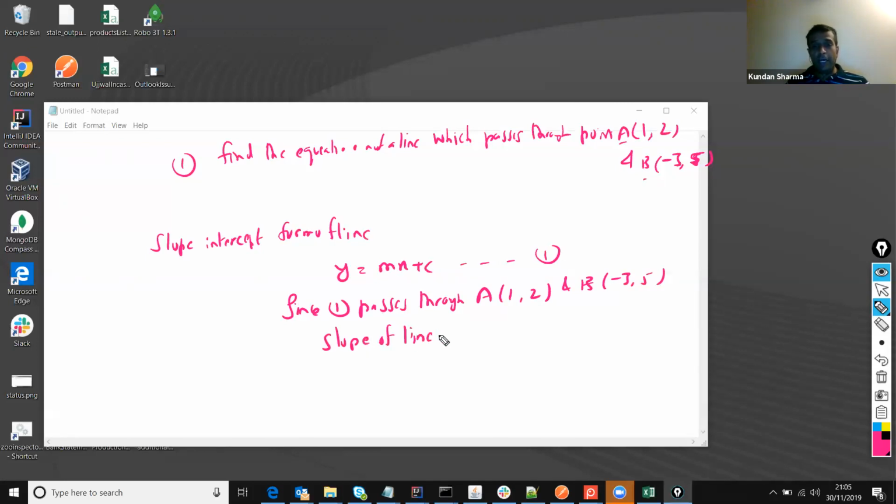can we apply here? How many points do we know here, Agrima? 2. 2 points. So we can apply the 2-point slope formula, which is m is equal to y2 minus y1 upon x2 minus x1. So we'll say this is y2, this is y1. So it will be 5 minus 2, and this is x2 and this is x1. So this will be minus 3 minus 1. So what will be the slope, Agrima? 3 by minus 4. 3 by minus 4. That means minus 3 by 4.